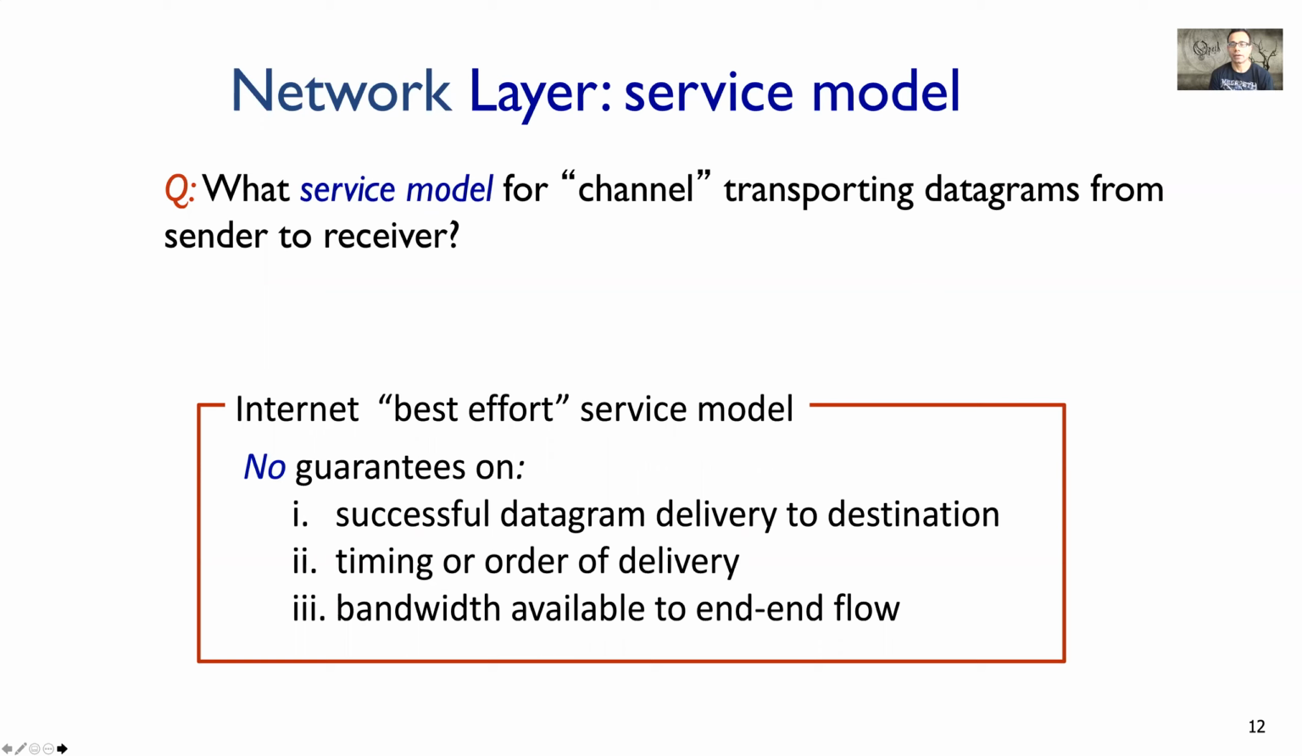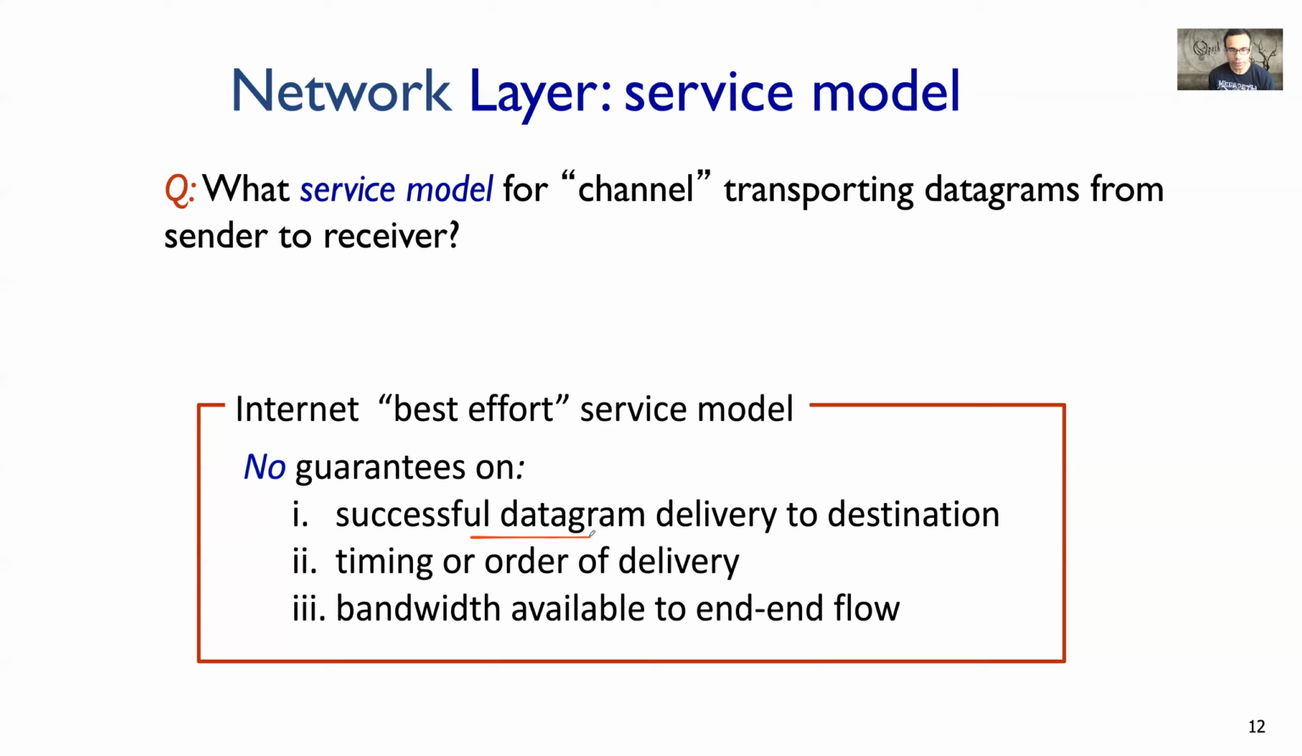So it does not even guarantee that the datagrams are actually delivered. So there are no guarantees of reliability, right? And that's the reason we saw that TCP has to implement a reasonably complex mechanism in order to provide the abstraction of a reliable byte stream, right?